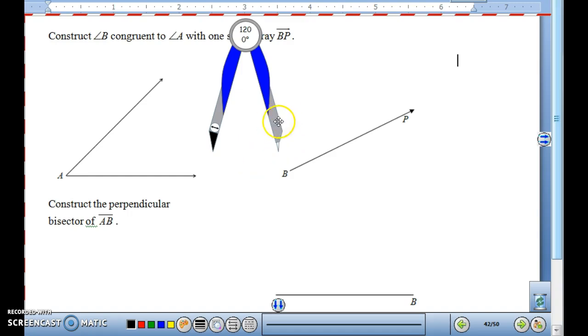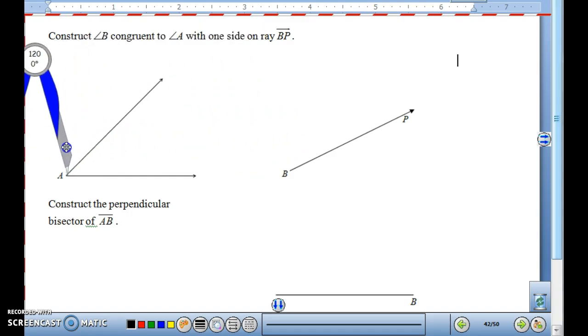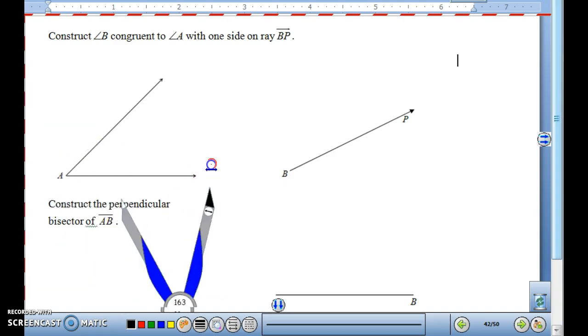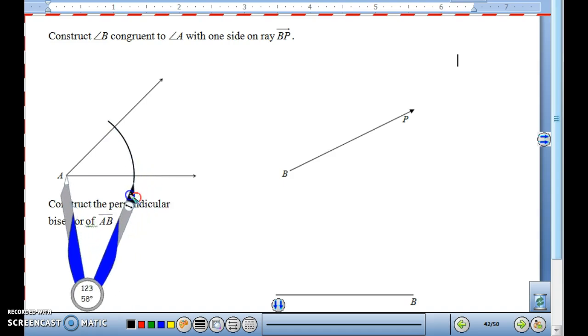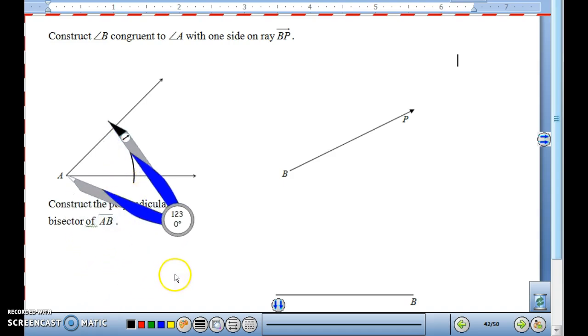So what you need to do is take your compass and put your point on A. Turn your compass around, put your point on A. Then you want to see where the compass is going to open. Now where it opens depends on where you put your compass. So just somewhere, open your compass, make sure your point is on A, and then draw an arc that touches both sides of the angle, like so.